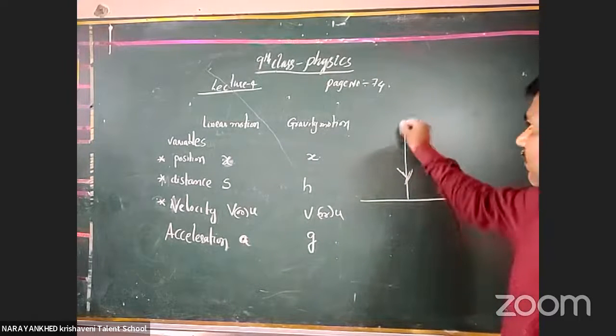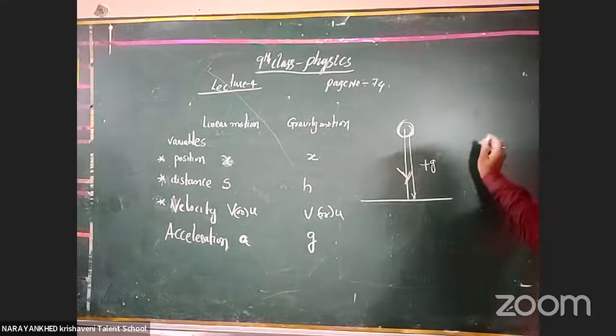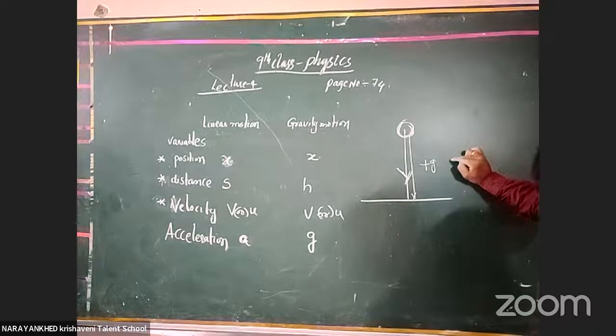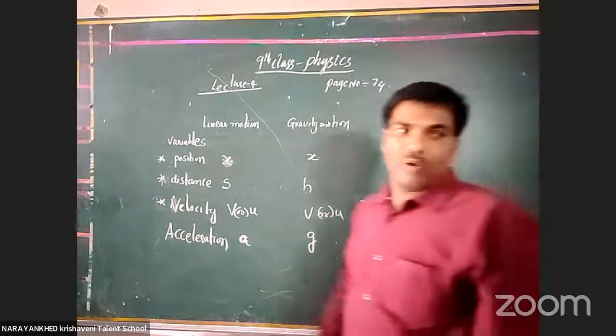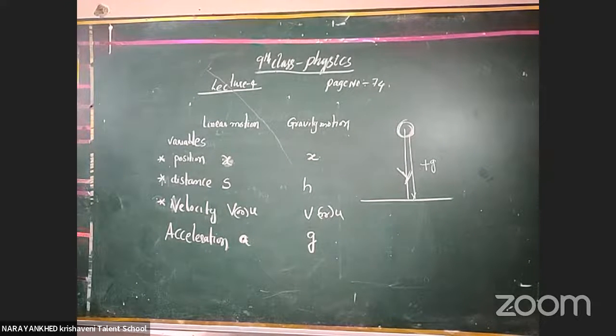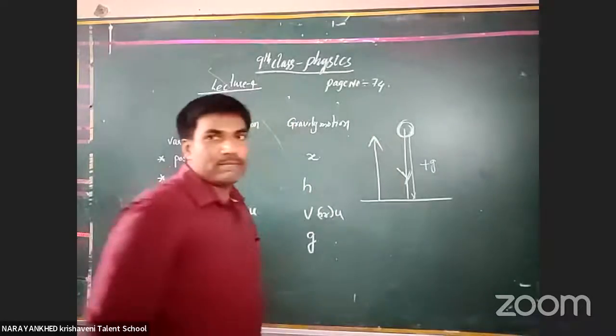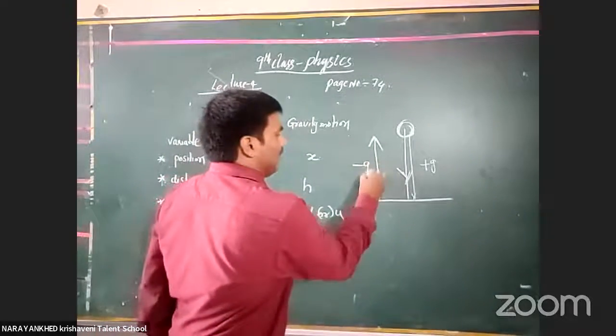when the body comes toward the earth, it will be taken as plus g only. Clear or not? When it is coming toward the earth, we take small g only. And in case it is opposite to the gravitational direction, meaning the body goes away from the earth, it will be taken as minus g.